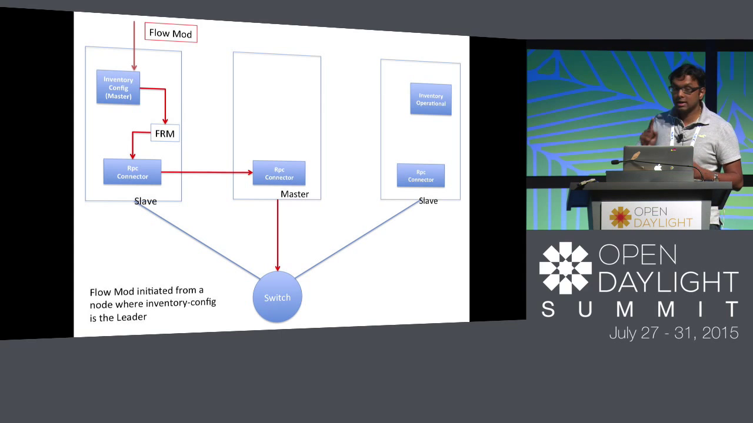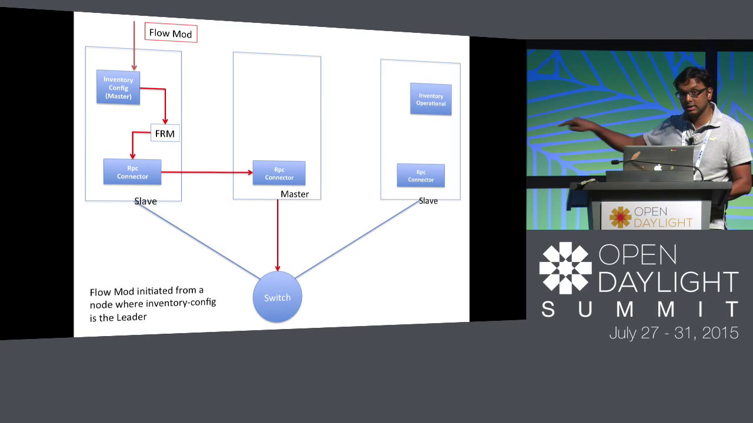So the remote RPC connector knows that the RPC for the flow mod for this switch is present in node 2, like the controller 2. So that request will get routed to node 2, which will then make a flow mod to the switch.